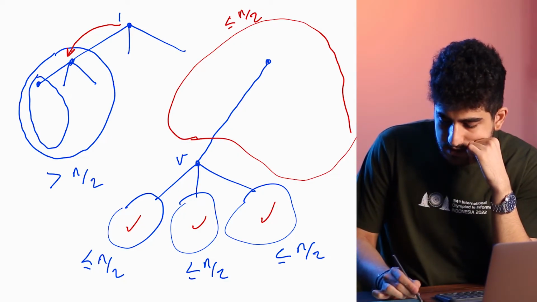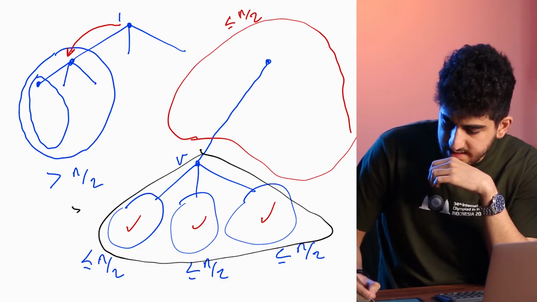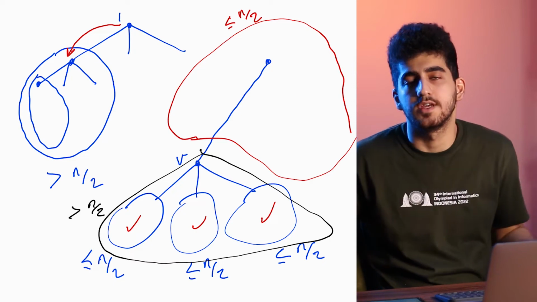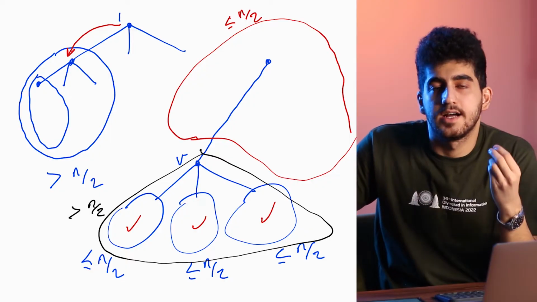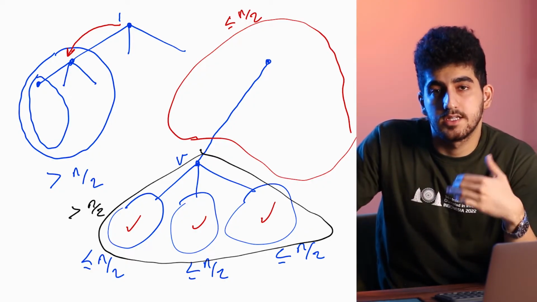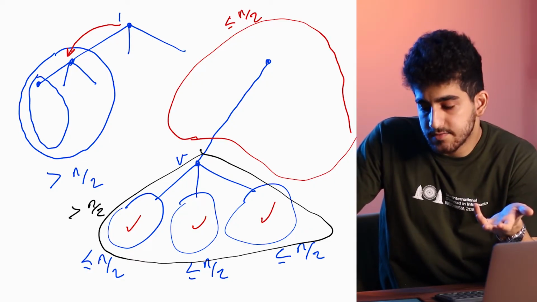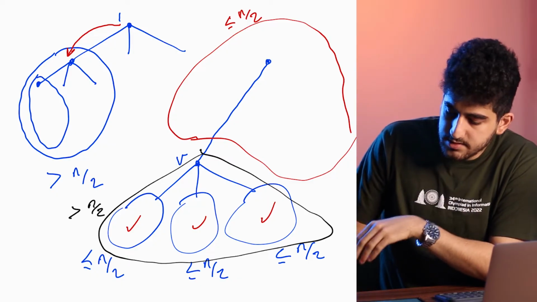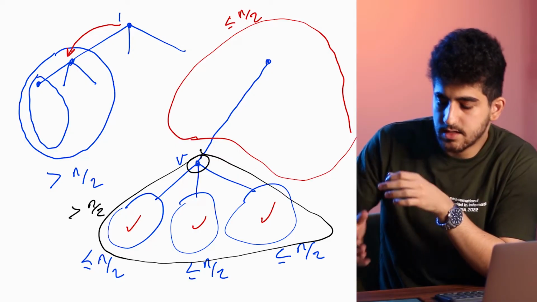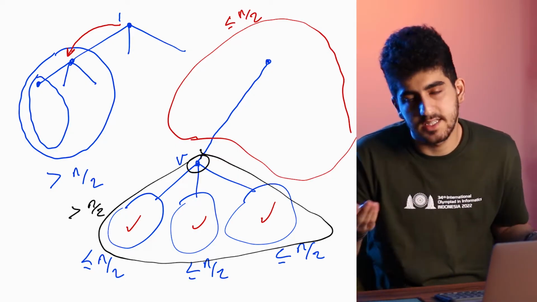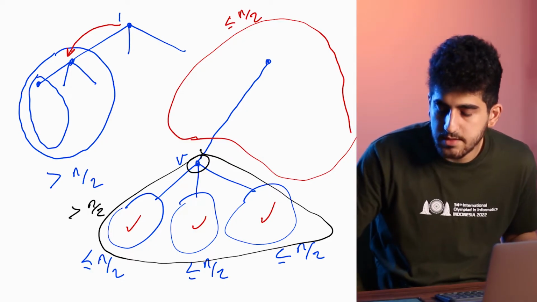Why? Because we know that the number of vertices in the subtree of V was greater than n half. That's why we came to V. Otherwise, we wouldn't even come to V. We said that we always go to a vertex if and only if the size of its subtree is greater than n half. So if we came here, we know that the size of the subtree is greater than n half, and we stop here. So the size of this subtree is greater than n half, and the number of vertices outside of its subtree is definitely less than n half. So it's also less than or equal to n half. Therefore, V will be our centroid.